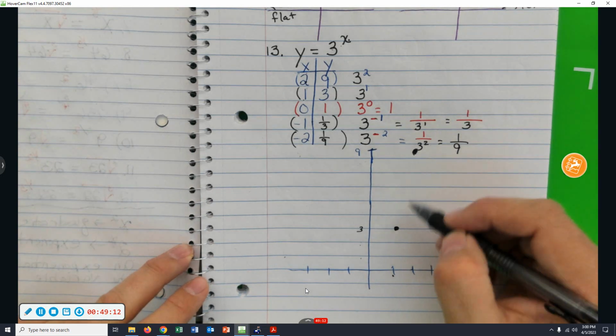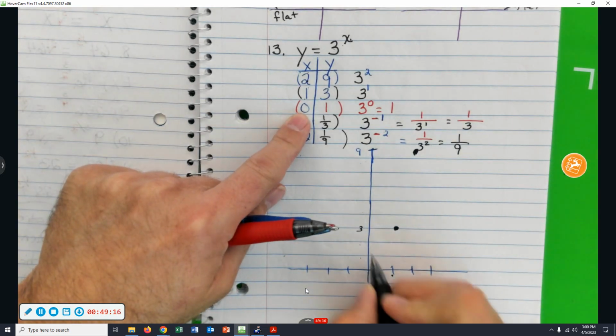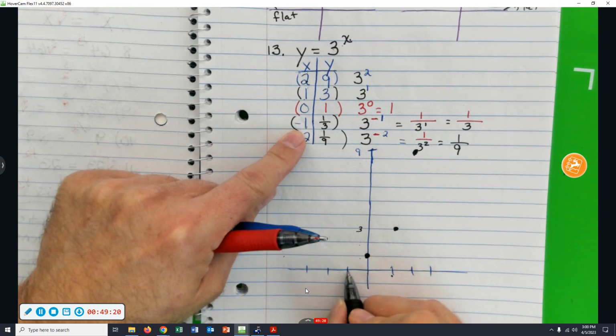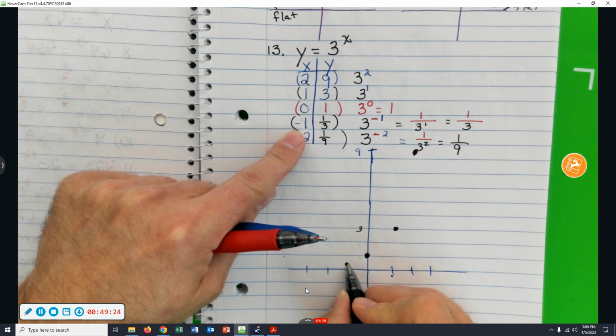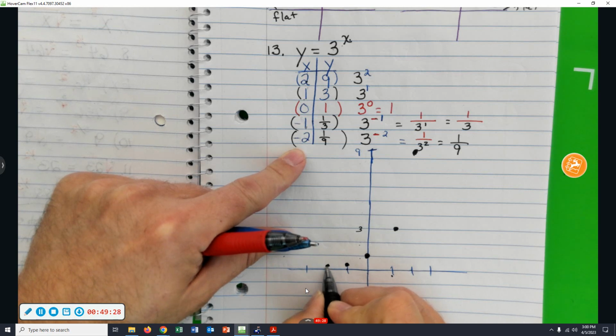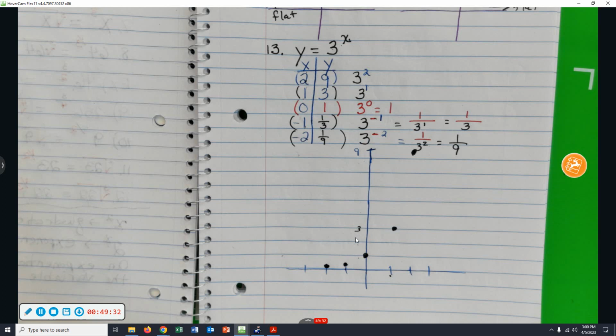So we have this point, this point. The next point over 0, up 1. Left 1, up a third. Left 2, up 1/9. Realize right here, if you broke from 0 to 1 into 9 little equal intervals, that's what 1/9 is.